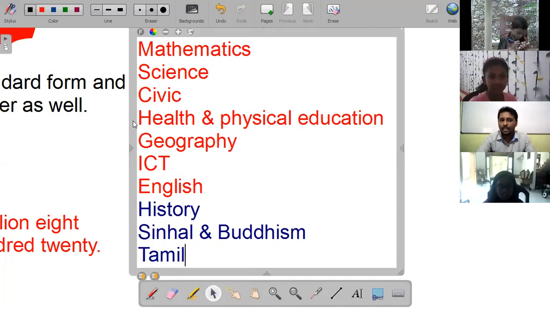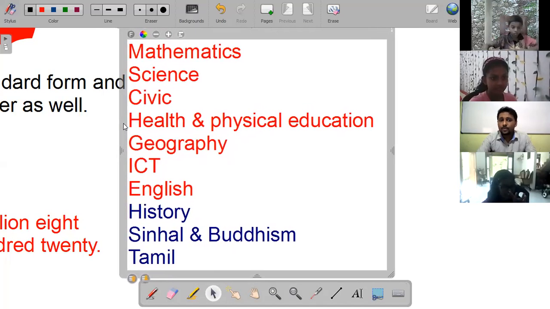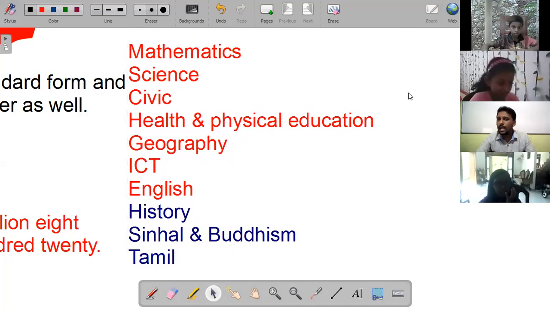All of the subjects you can participate in at our education academy. And also you have to select another subject as the aesthetic subject: dancing, art, music.